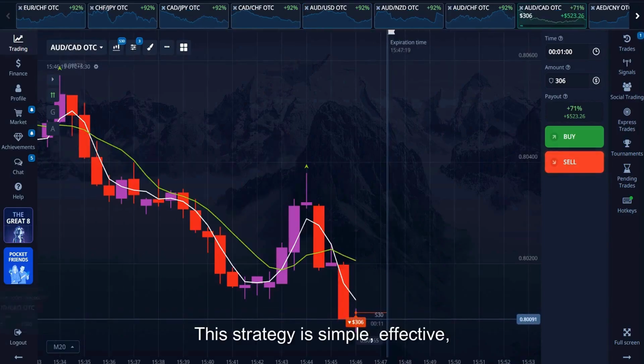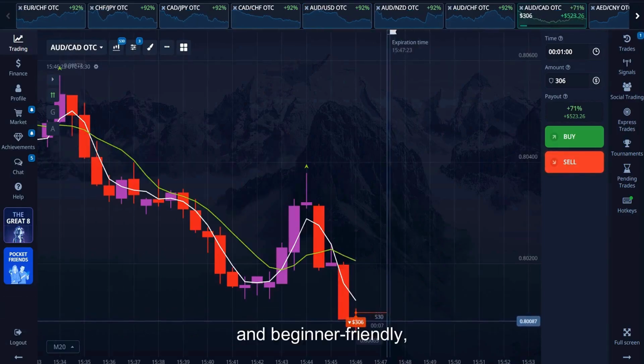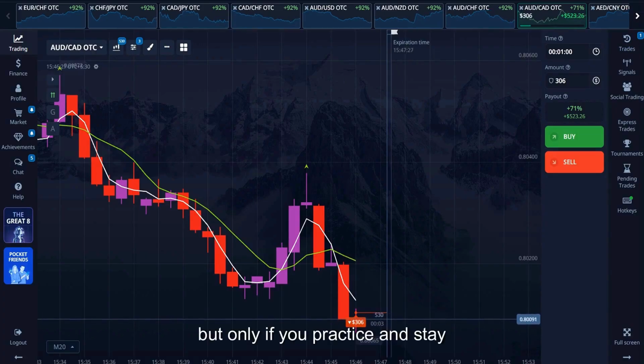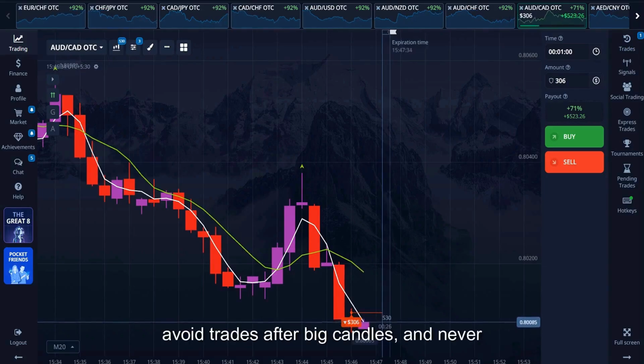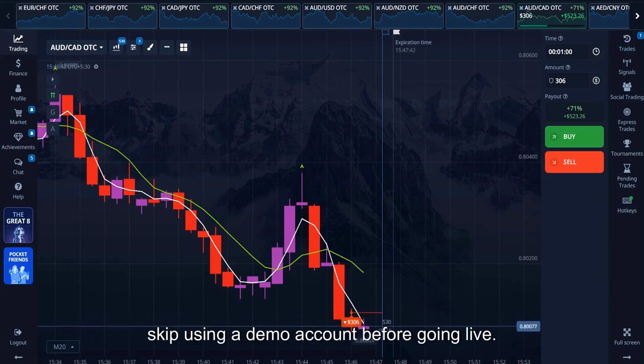This strategy is simple, effective, and beginner-friendly, but only if you practice and stay disciplined. Always follow the rules, avoid trades after big candles, and never skip using a demo account before going live.